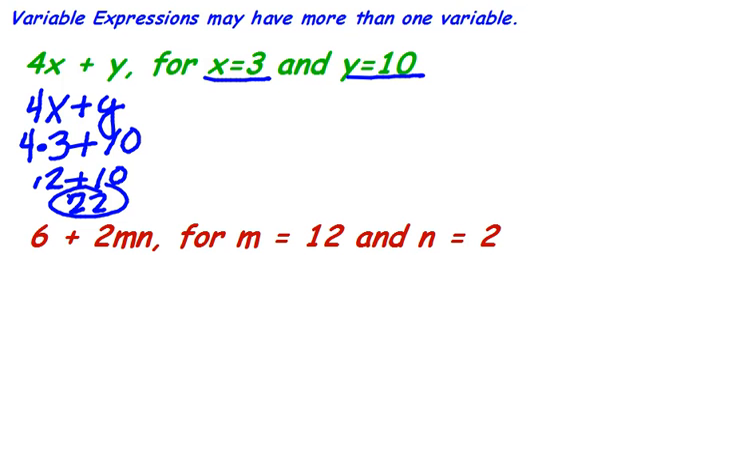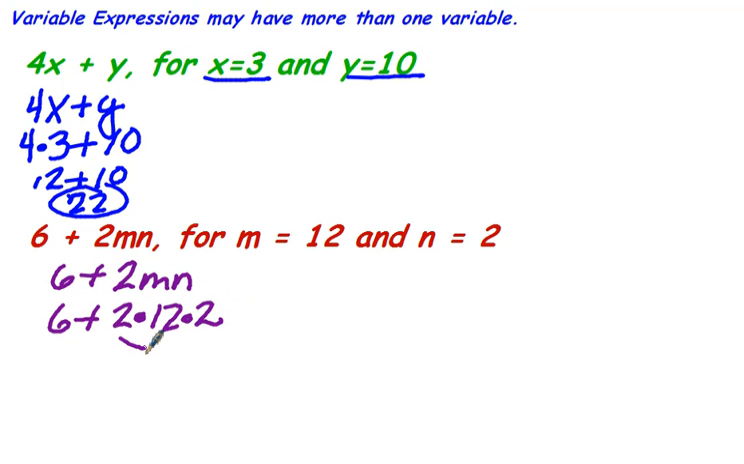On the last one, we have 6 plus 2mn. Again, these mean to multiply. So 6 plus 2 times 12 times 2, the m and the n. Use your order of operations, multiplication first. 24. 6 plus 24 times 2. Multiplication again would come next. 48. Bring down your 6 plus, and you have 52.